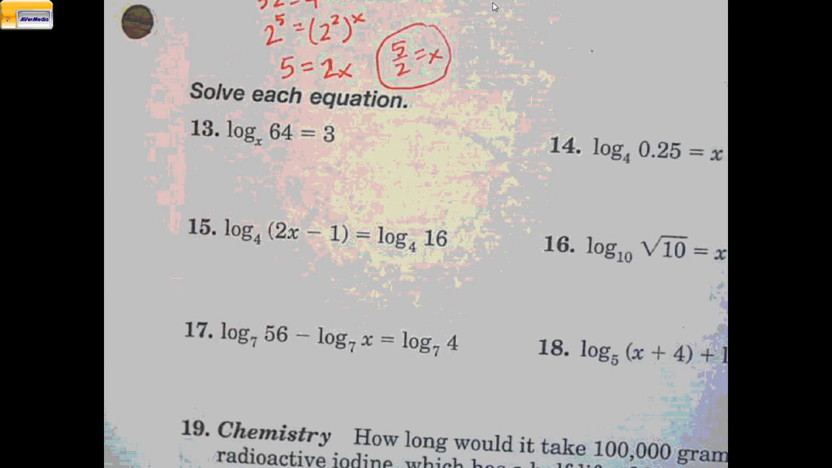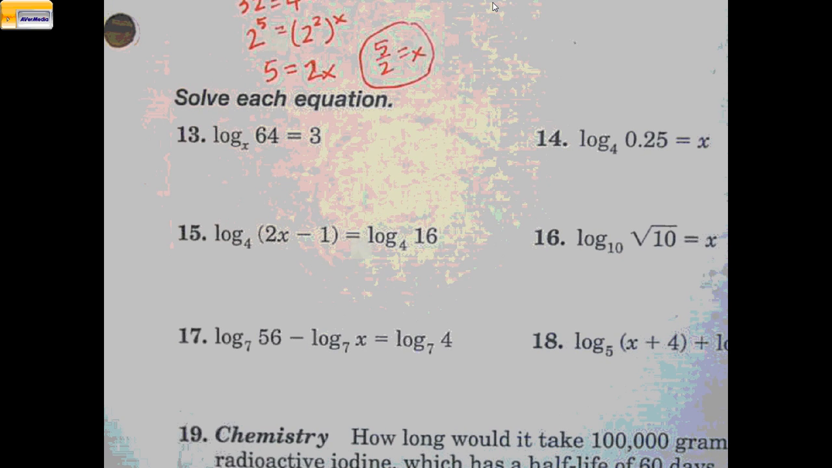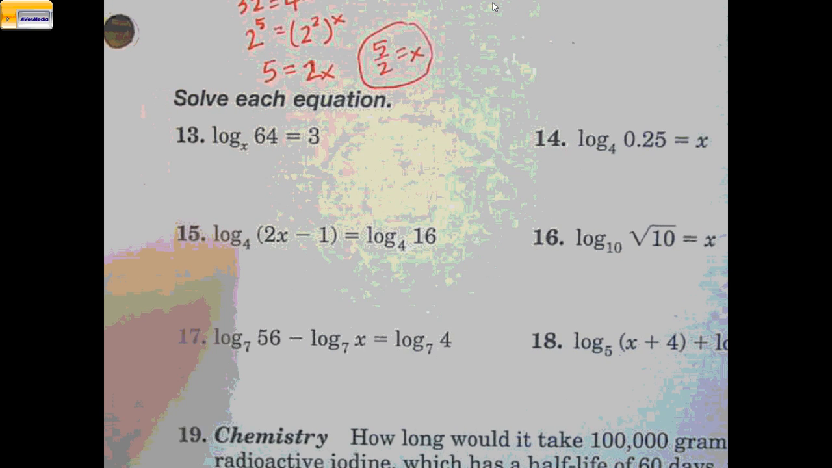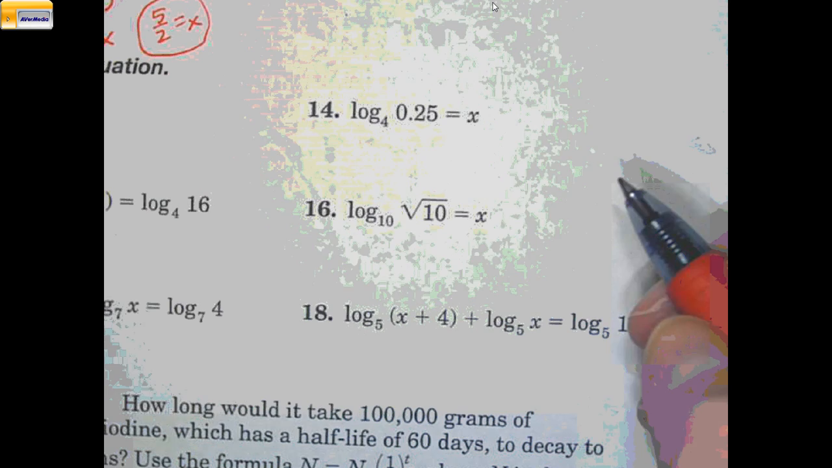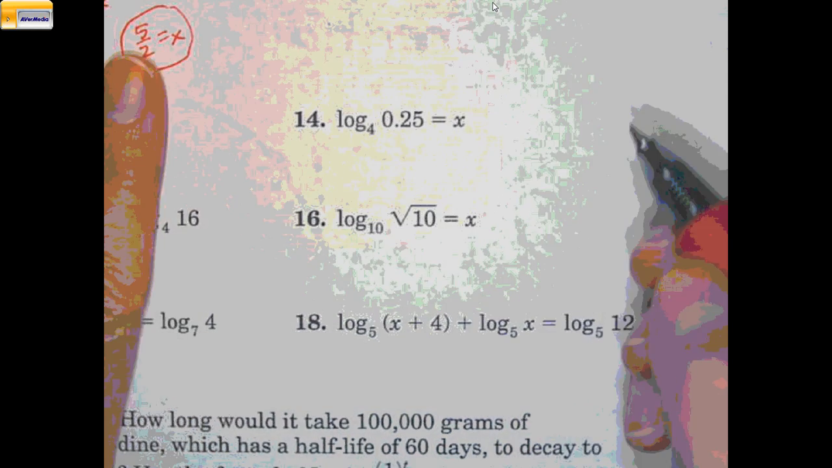All right, let's scooch down. I don't want to do all of these, but I do want to approach 14. We're trying to solve the equation, and if you look at it, it looks just like the ones we've been doing, but they wrote the x for us. Turn that into an exponential equation.